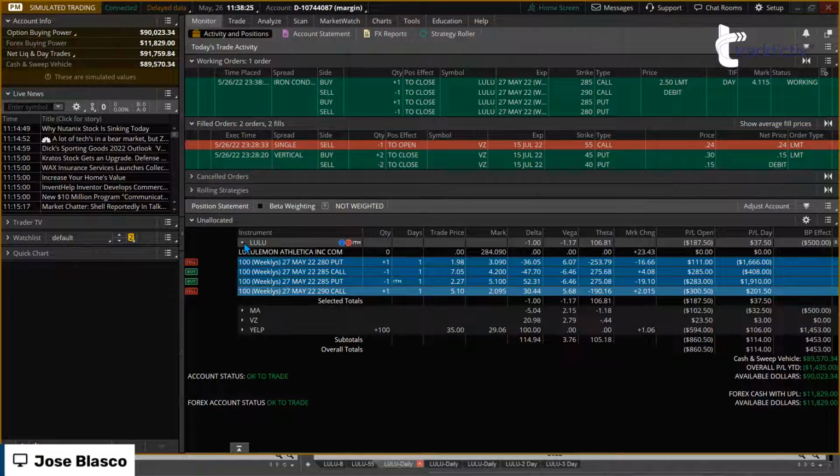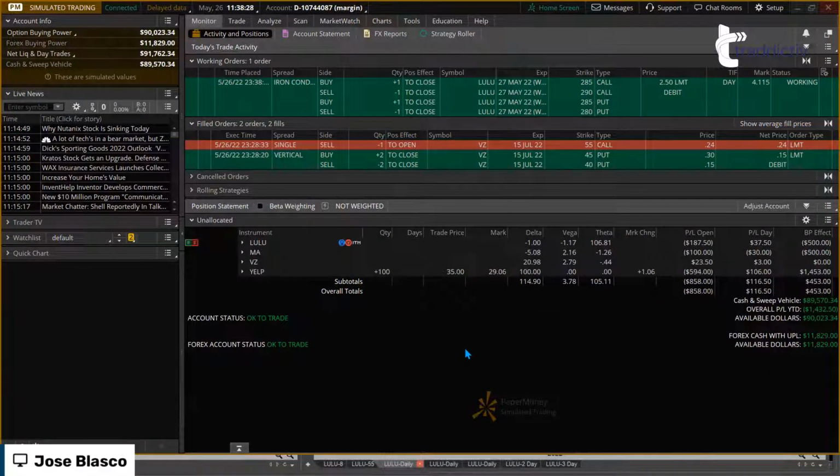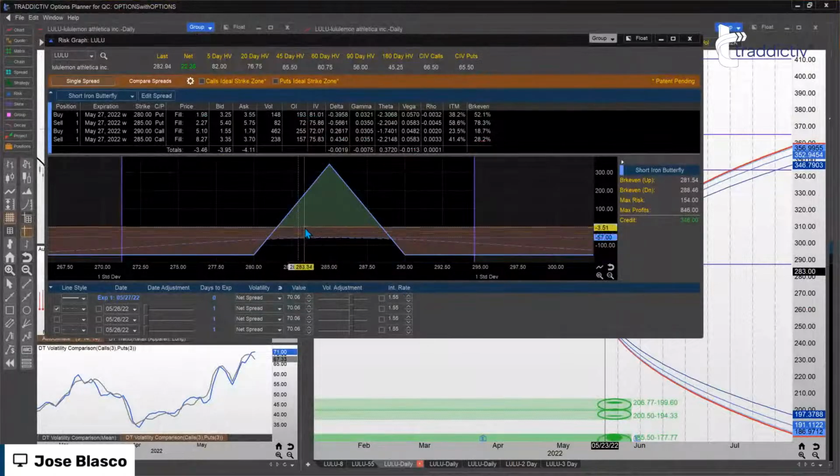But this is how you would want to manage it at this moment in time, because theta is going to be very, very lazy. That stock may be ranging all day long between 280 and 287, and you're going to see a P&L similar to what we have now, minus 60, something like that. So theta is going to be very, very lazy.